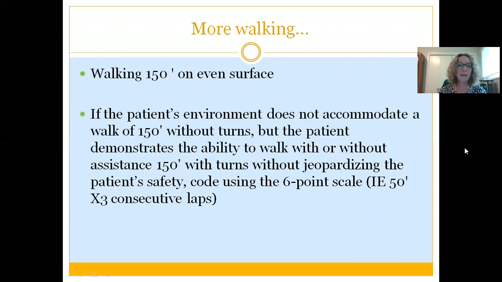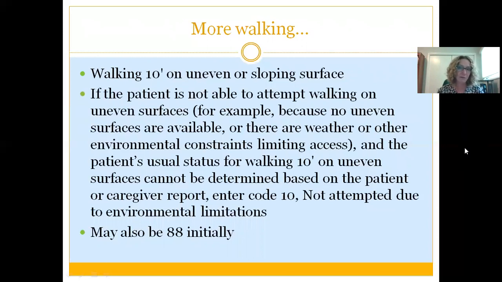A little bit more about walking. They're going to also look at walking 150 feet on an even surface as part of the section GG scoring. And if the person's environment doesn't accommodate a walk of 150 feet without turns, you can score them based on doing, for example, 3 consecutive 50 feet stints or 50 feet walking distances to total 150 feet. All right, so hopefully that makes sense. Again, that's going to at least enable people who live maybe in a smaller apartment or a trailer to be able to demonstrate the ability to go 150 feet if they have that potential.